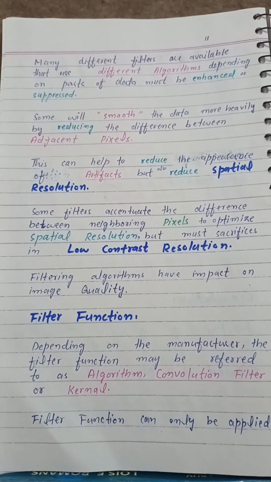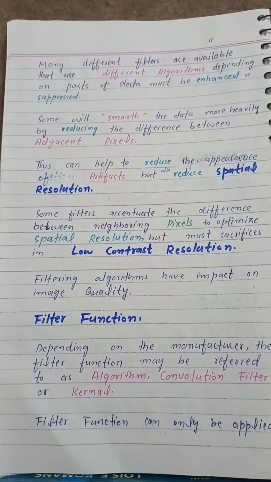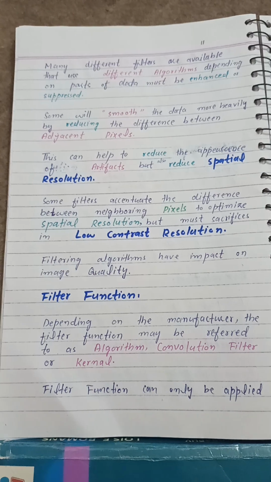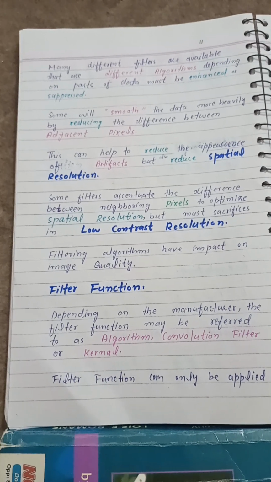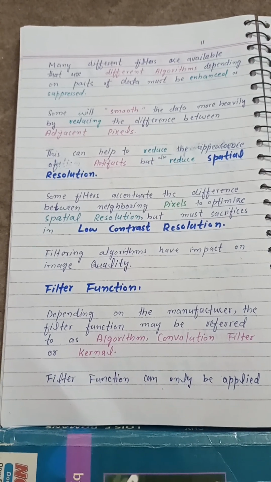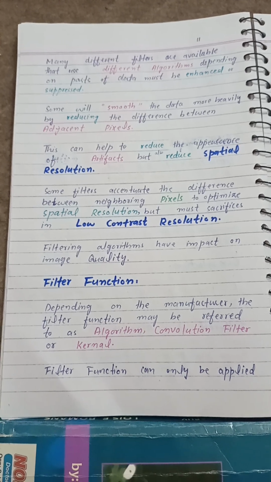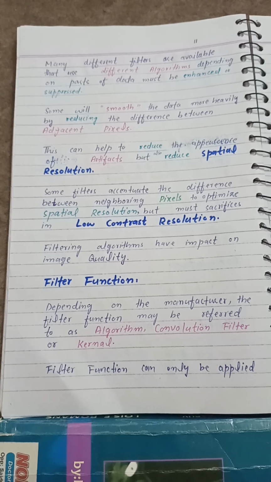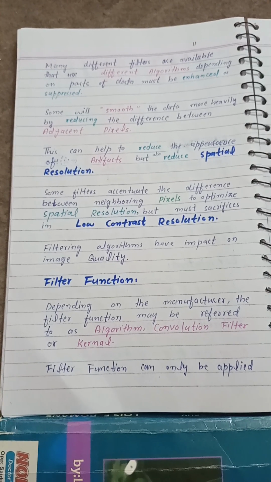Some will smooth the data more heavily by reducing the difference between adjacent pixels. This can help to reduce the appearance of artifact but also reduces spatial resolution. Some filters accentuate the difference between neighboring pixels to optimize spatial resolution but make sacrifices in low contrast resolution. Filtering algorithms have an impact on image quality.